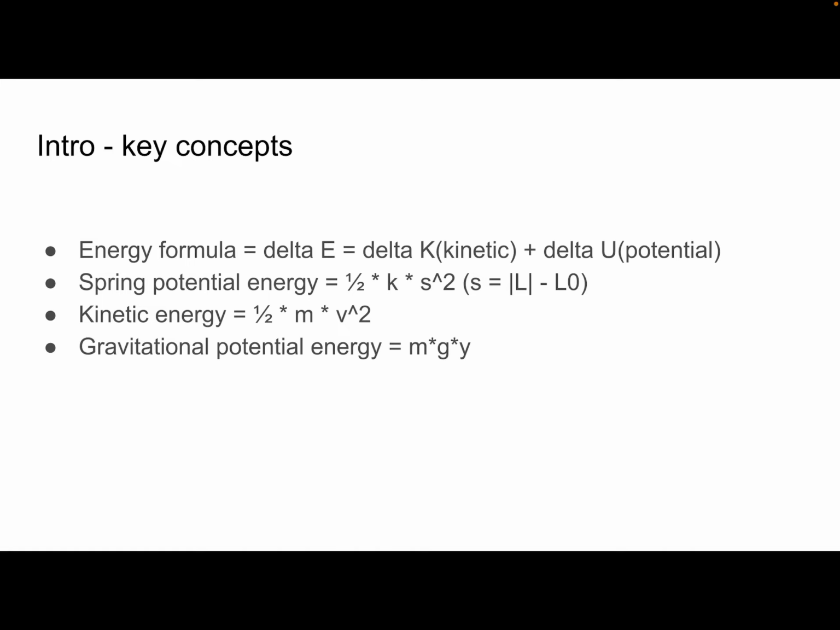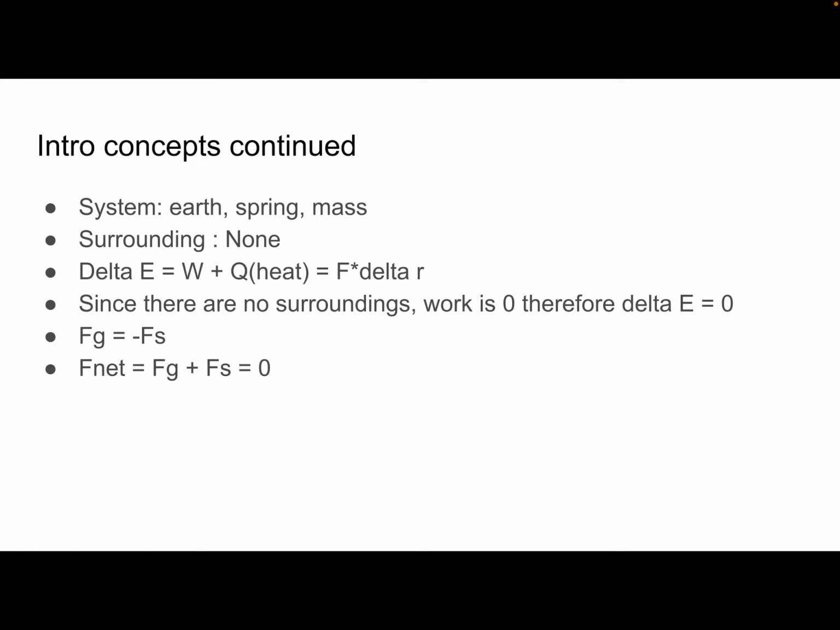And then gravitational potential energy is the mass times gravity times displacement. On the other hand, there will be kinetic energy, which is 1/2 times mass times velocity squared. In addition, we need to know that the system is the Earth, the spring, and the mass, and there are no surrounding forces. That means we also know that another way to get delta E, the change of energy, will be the work plus the heat, which is just force times delta R or delta distance.